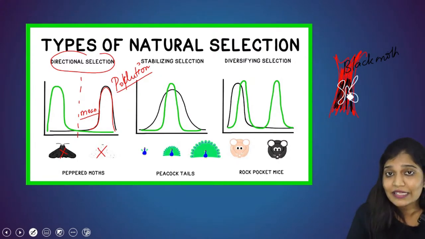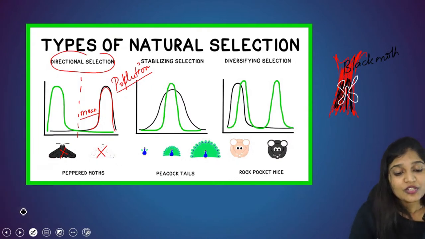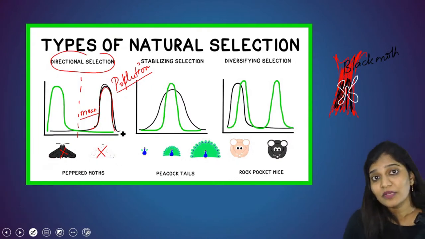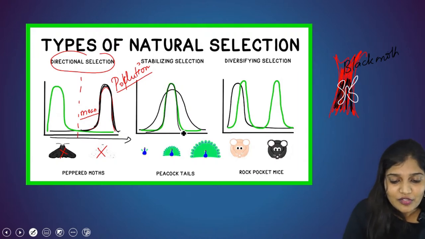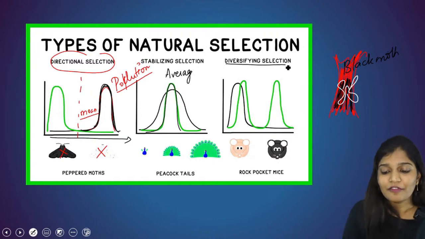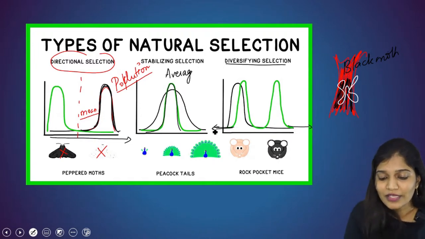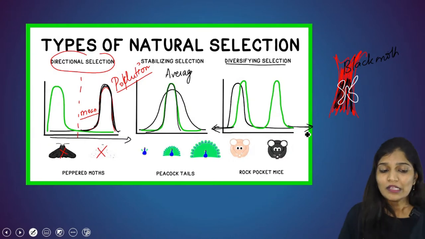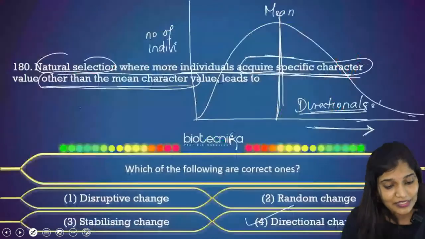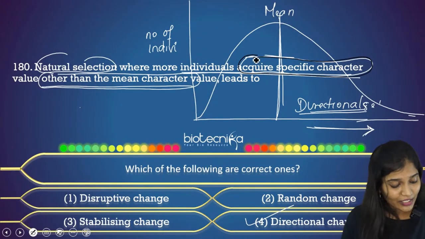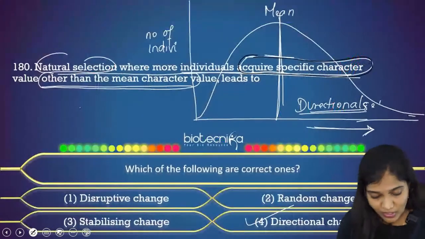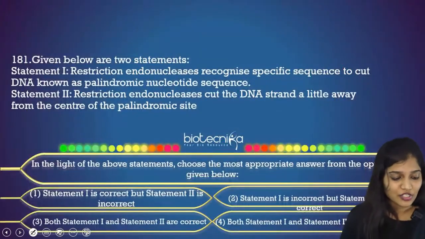So what they are telling is industrial melanism is an example. So whichever survives is going to be survival of the fittest. So they are telling directional means more than the mean value. Stabilizing means the average mean value is going to be maximum. In diversing means peripheral sites, this side also, there will be maximum number of people. So the natural selection in this case, they have very specifically said they are more than the mean value, is going to be directional. So the correct answer for this question is option number 4, which is directional.